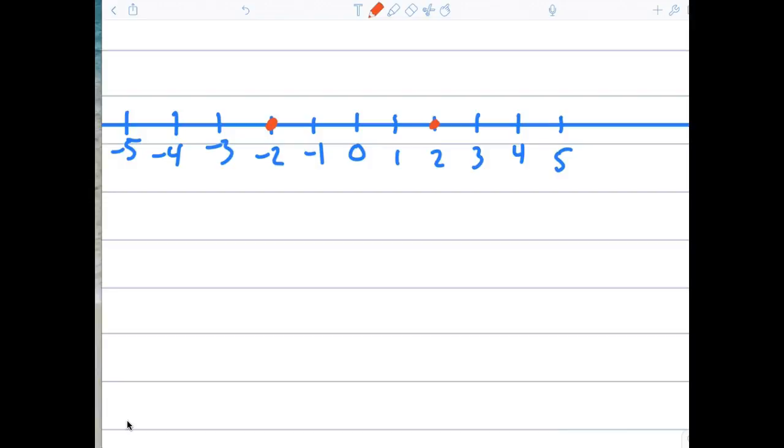That's your number line. Usually the numbers go on the bottom. If you put them on the top by accident, it's okay, but they're always going to be on the bottom. Okay, it's not a big deal.